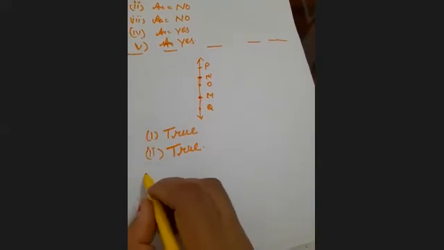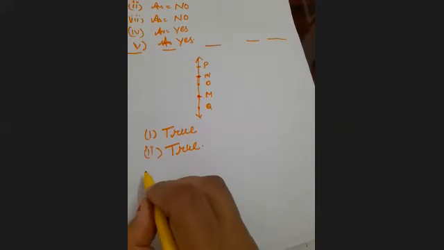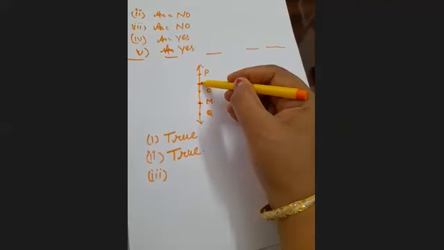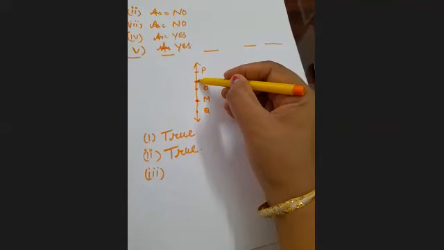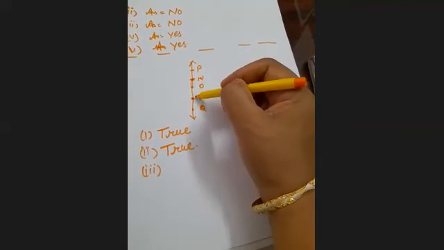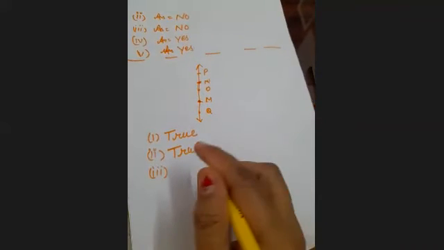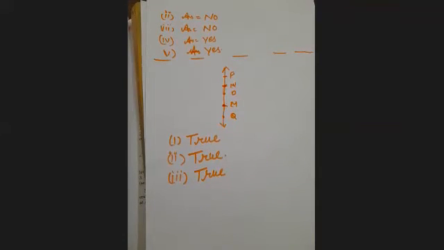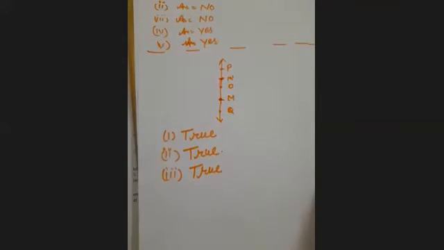Next is the third. M and N are endpoints of line segment MN. Again, the answer is true. Yes, friends.